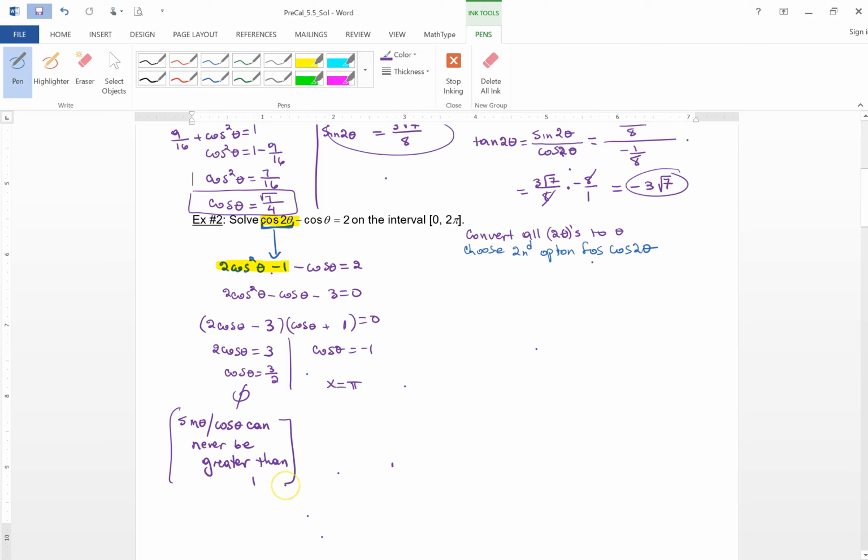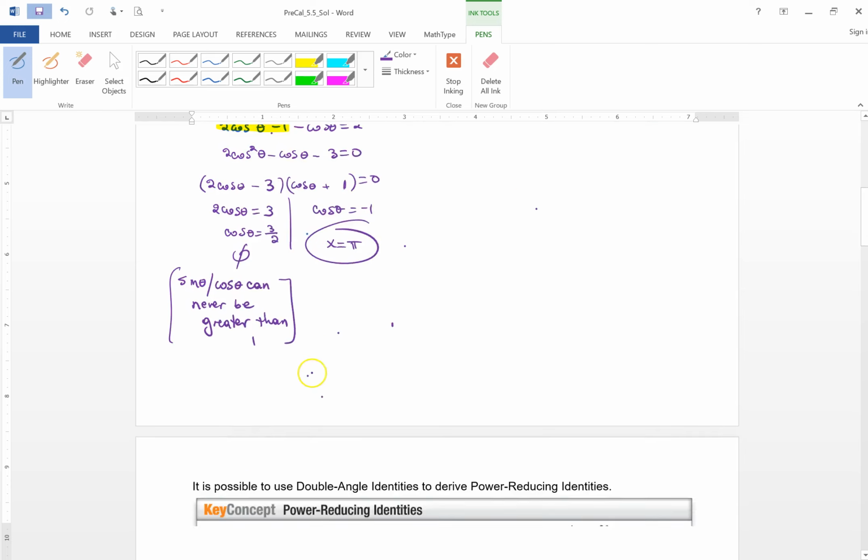Tangent can be. Remember the graph of the tangent? Oh, yeah. Okay.